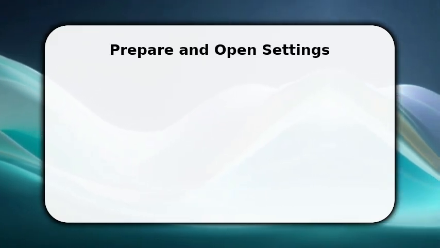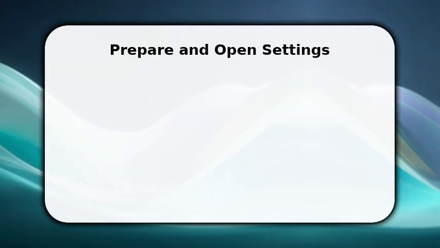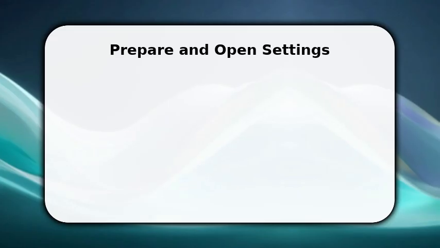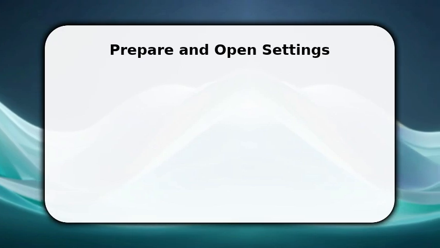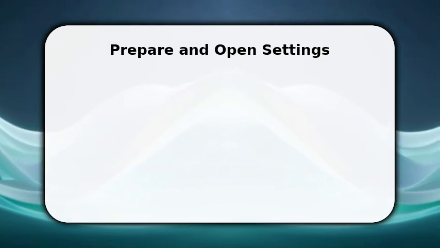Once in Settings, locate the airplane mode toggle and leave the menu open. You'll use it and a related connectivity section next. This avoids hunting through nested menus later and speeds the permanent change process.